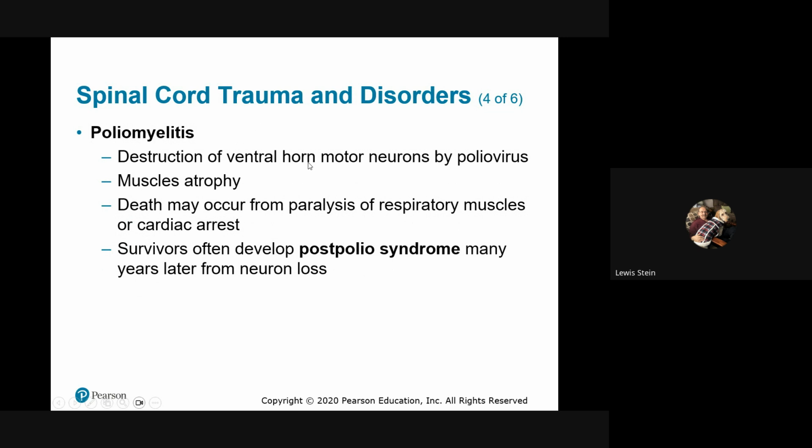And here's polio, the nugget about polio, almost done. Muscles atrophy, goes to the ventral horn. It enters through your GI tract, but it attacks your nervous system, which is interesting. Death may occur, and typically this was the source of it, respiratory arrest. And I used to see a lot of people with post-polio syndrome because they were born before the vaccine and contracted it. Very, very interesting.